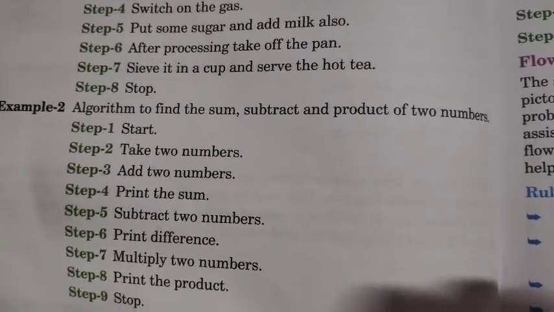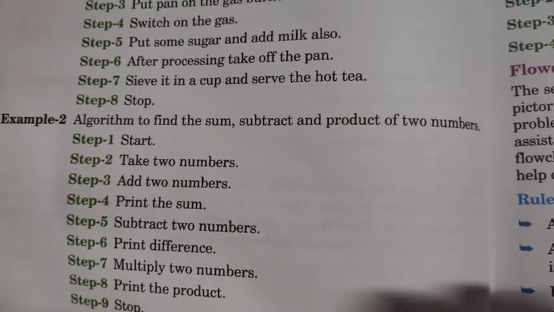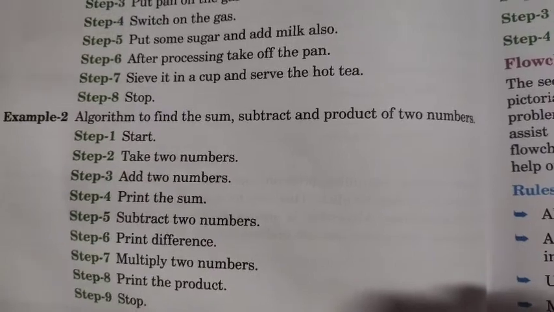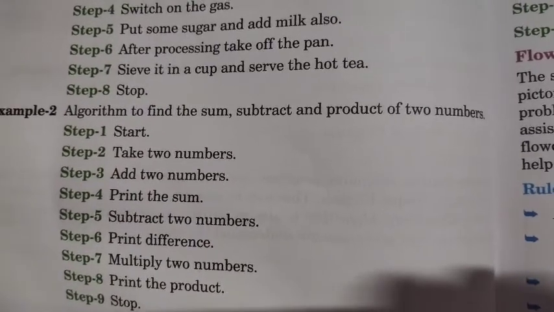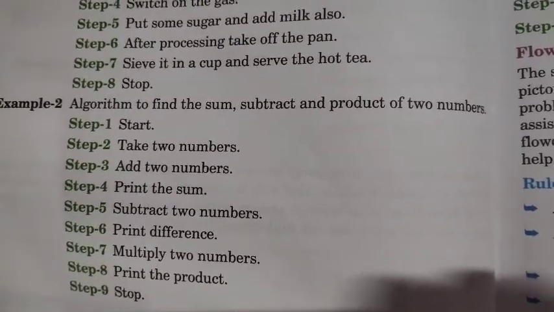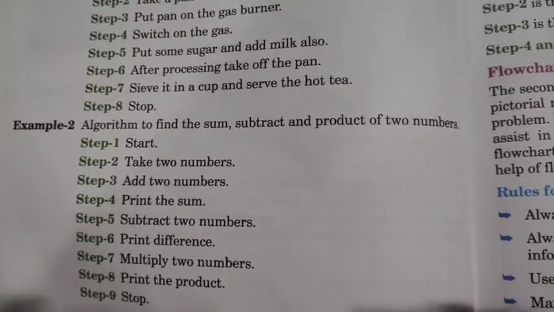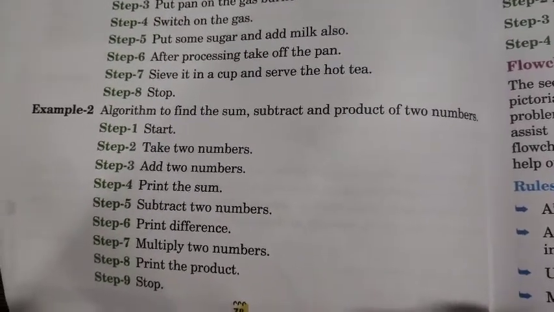Step number 4, print the sum. Step number 5, subtract 2 numbers. Step number 6, print the difference. Step number 7, multiply 2 numbers. Step number 8, print the product. Step number 9 is stop. So have you seen, start is coming, stop is also coming in the second example also.